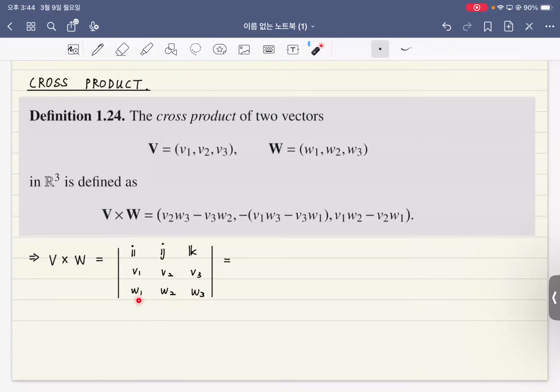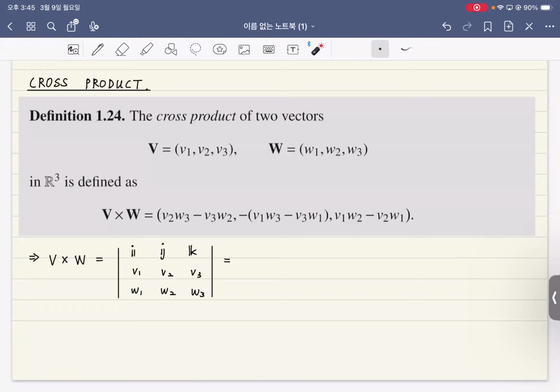But this is not exactly a matrix, because these six entries are numbers, but i, j, k represent the standard unit vectors in R3. So i is 1, 0, 0, j is 0, 1, 0, and k is 0, 0, 1. Each of these represents a standard unit vector. Now, why am I interested in such a weird notation? Because do you remember how to compute the determinant of a 3 by 3 matrix?